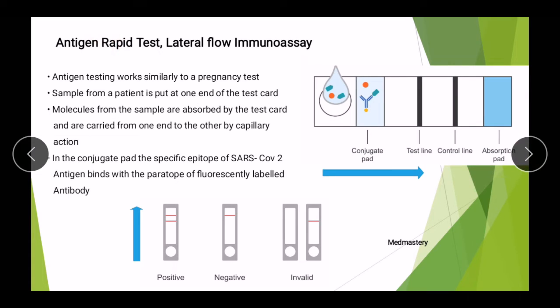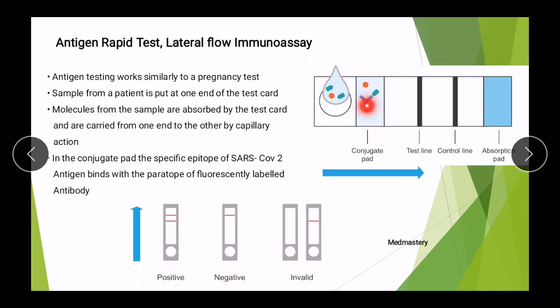Now the mechanism behind the antigen rapid test. The mechanism behind this is lateral flow immunoassay. So why immunoassay? We have an antigen. Our antigen of interest is the nucleocapsid protein antigen, and we have an antibody, a fluorescently labeled antibody present in the conjugate pad. It has a specific paratope which is specific against the nucleocapsid protein antigen. So this is the nucleocapsid protein antigen, and this is another antigen, but our major interest lies in the nucleocapsid protein antigen.